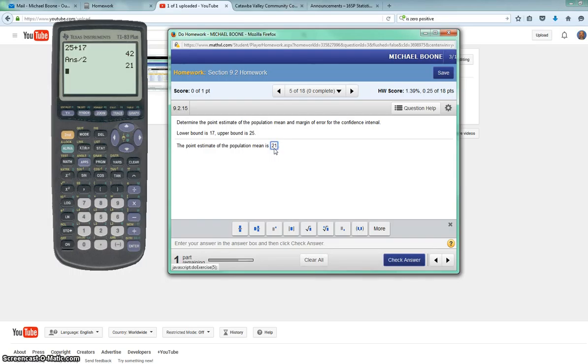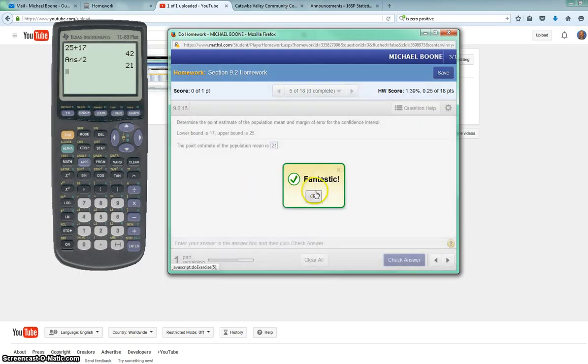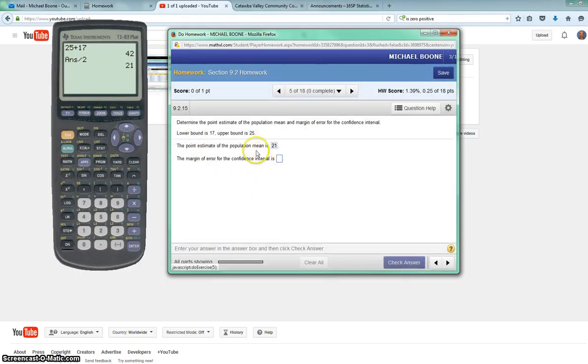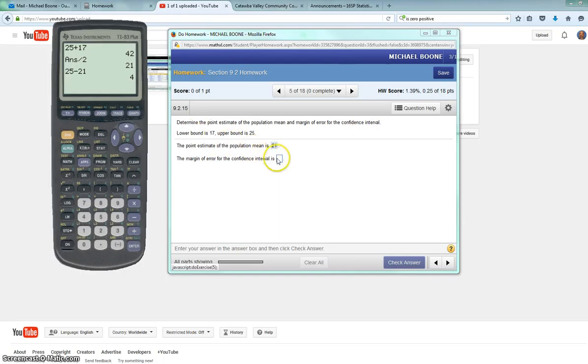Now the next thing they're going to be asking is, what is our margin of error? Well, what did I add to 21 to get to 25? 4, and that's also what I subtracted to get 17. But you always could just do your upper bound and subtract your point estimate. So again, we get 4.